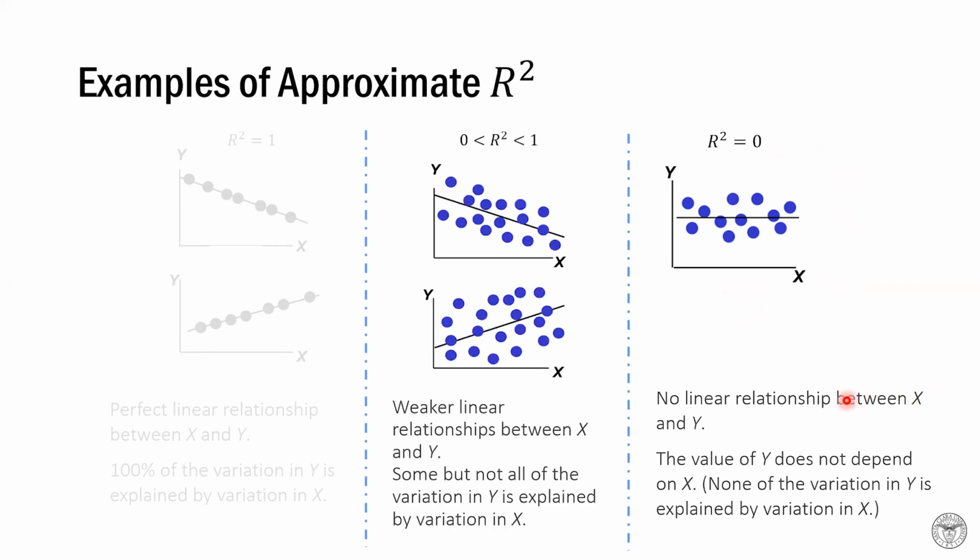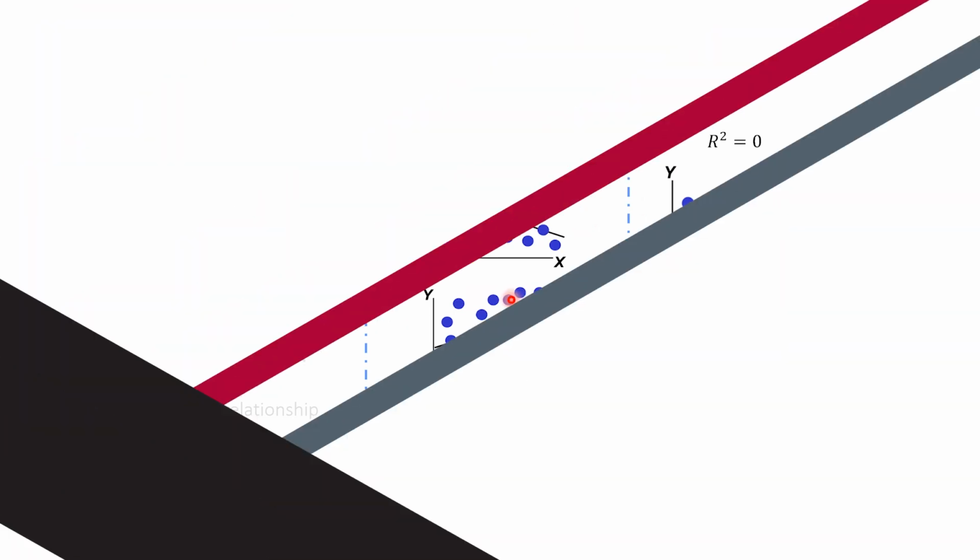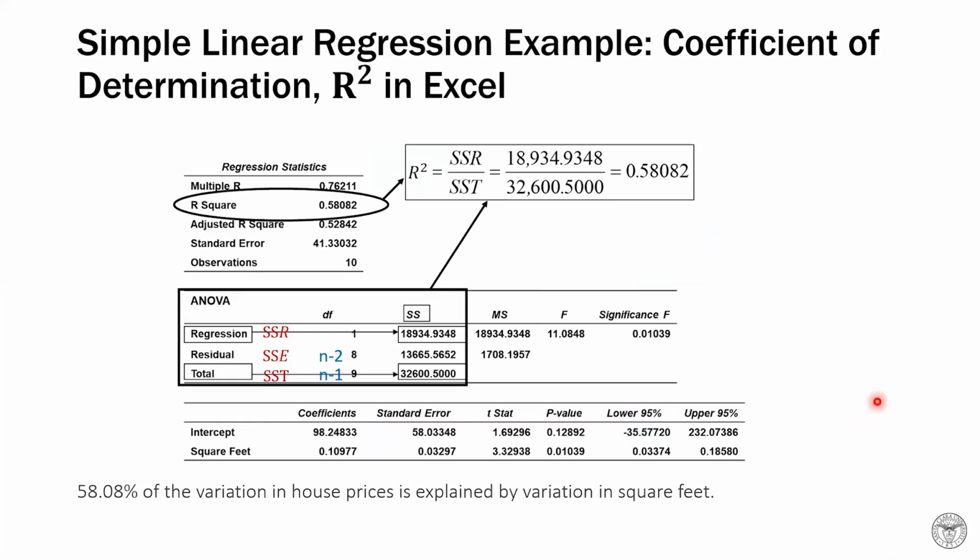Most of the R squared values happen in a way similar to the middle graphs, in which some but not all of the variation in Y is explained by variations in X in the linear regression model. We now look at the output of Excel data analysis regression.